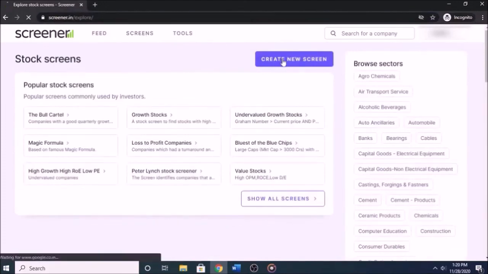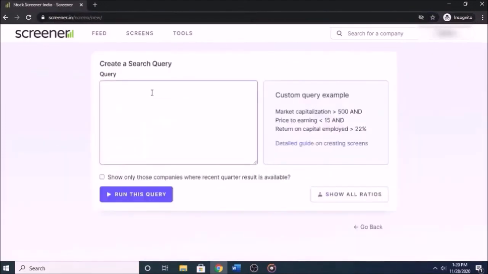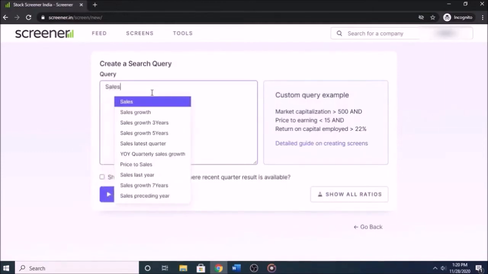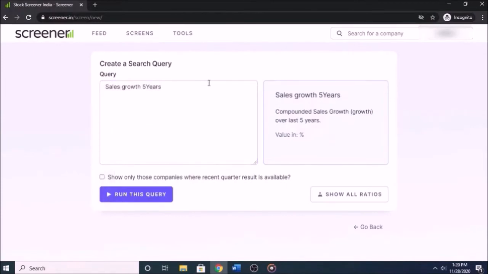Create new screen. So this is where you can put in all the filters that we have discussed, all the quantitative ones. Okay, let's go one by one. First is the sales growth. I would generally look at 5 years. If it's more than 15%, I would be very happy.